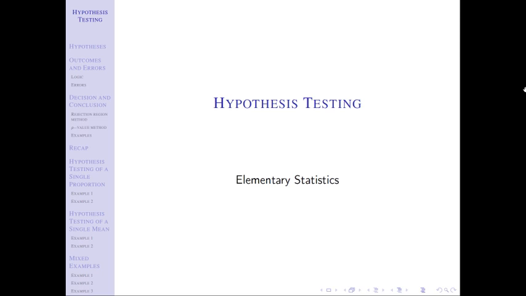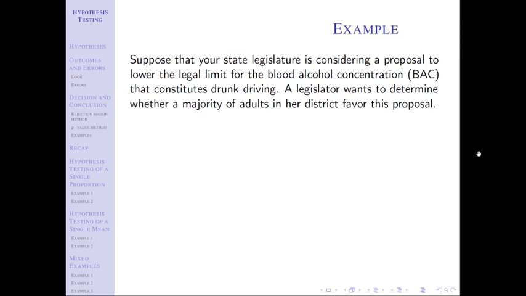This is chapter 9a, Introduction to Hypothesis Testing. So we start off with an example. Suppose we are interested in determining if a majority of adults favor this idea of lowering the legal limit for blood alcohol concentration that determines if you're driving drunk.